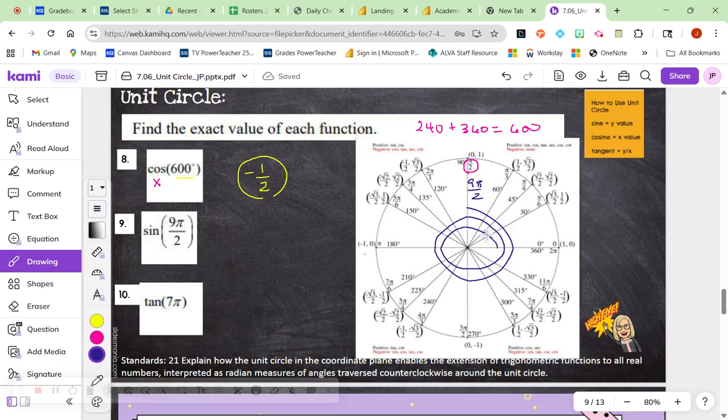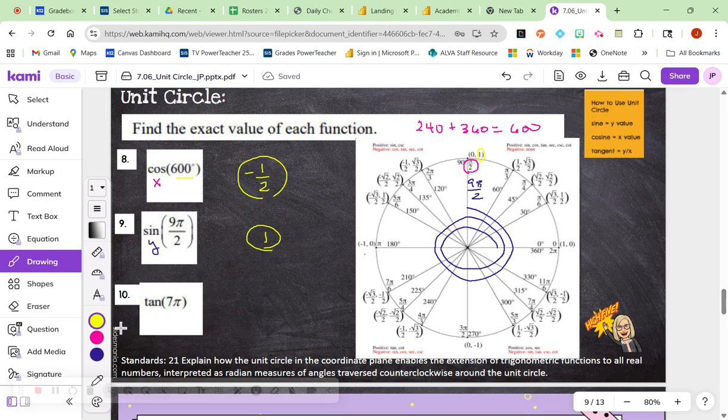So think about that again. 1 pi over 2, 2 pi over 2, 3 pi over 2, 4 pi over 2, 5 pi over 2, 6 pi over 2, 7 pi over 2, 8 pi over 2, 9 pi over 2. We're looking for sine, which is the y value. So that would be this value here. So that would be 1.